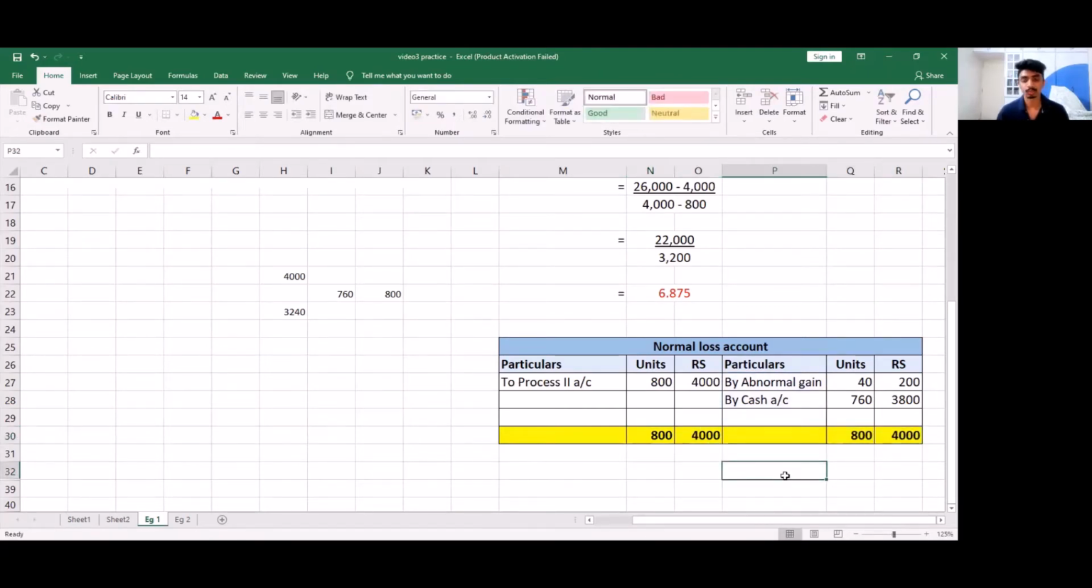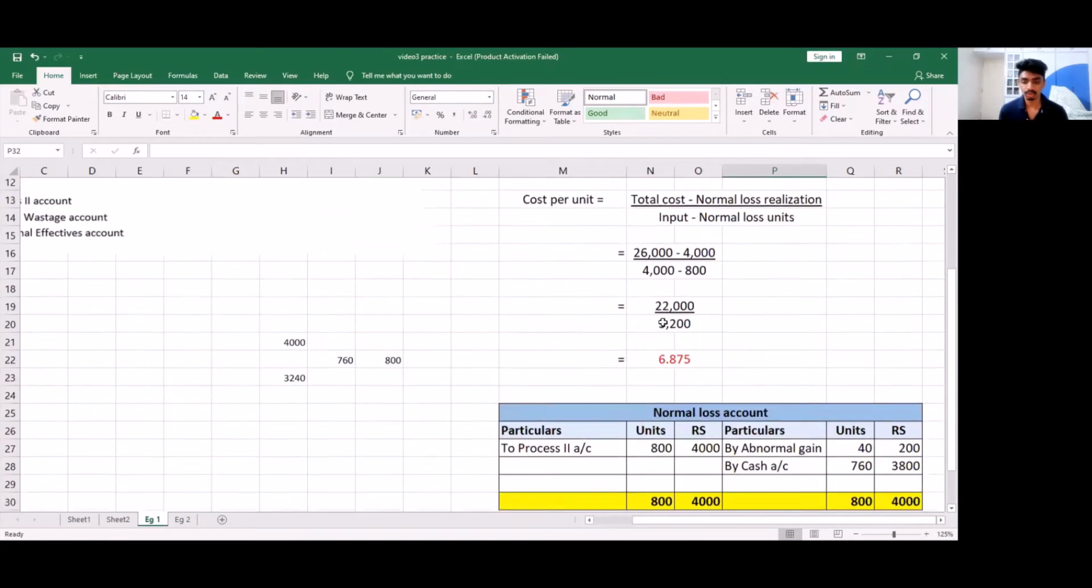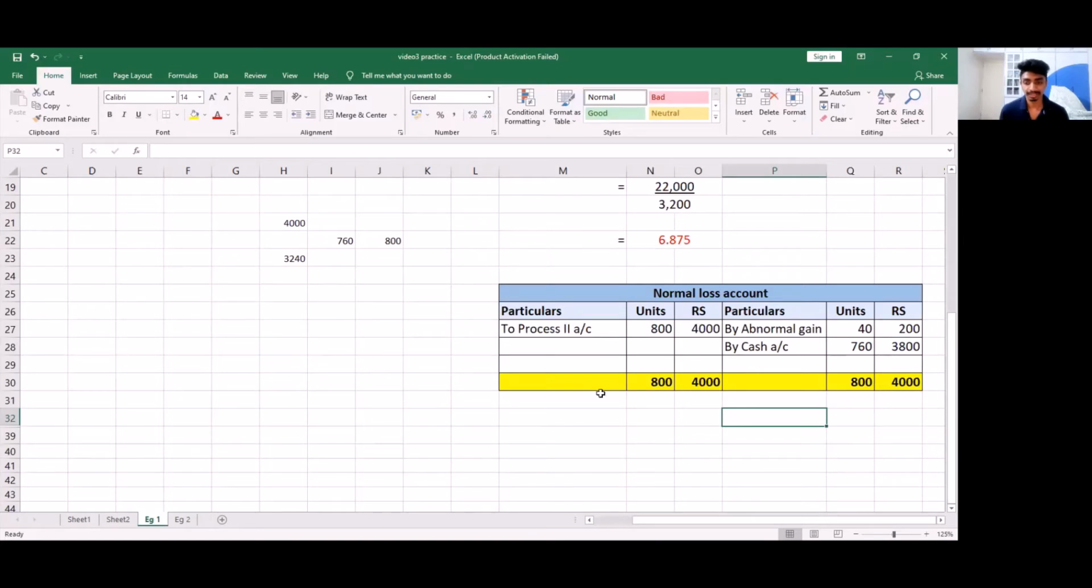We have summed this account and we see that it tallies. So let's try to understand this account. We saw that normal loss has been transferred from process 2 to the normal loss account. Now out of this 800 units, not all of it is actually a loss. 40 of it has turned out to be proper or usable goods. So the remaining 760 is only going to be scrap and realized money value. So we account for it as By cash, 760 into the scrap value. For these 40 units we do not have scrap and we are not going to realize this 200 as a scrap value. We will see more about the abnormal gain when we do the abnormal gain account.